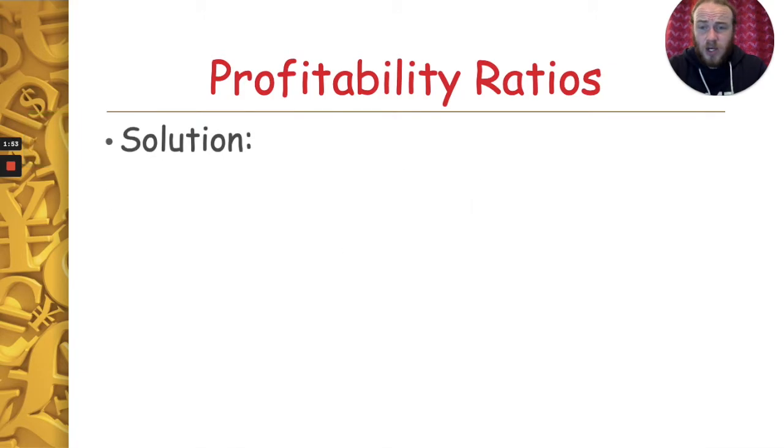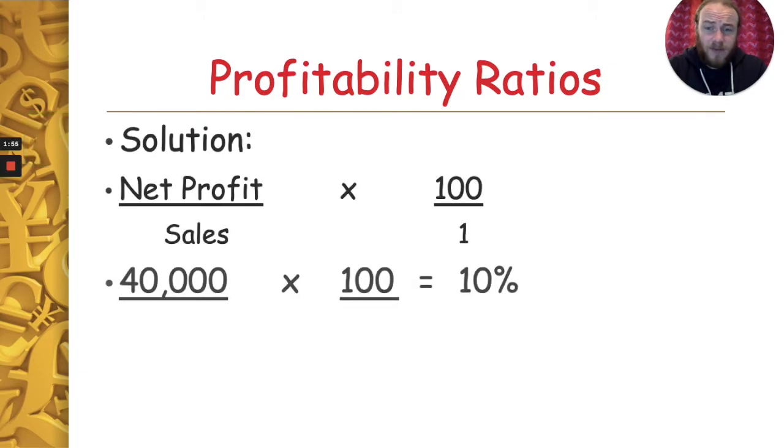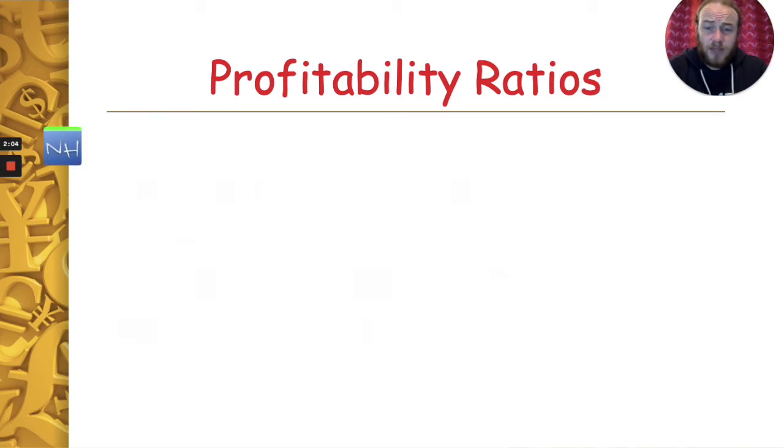How do we do that? Well, we have our formula of net profit over sales multiplied by 100, and we put our figures into the formula. So 40,000 over 400,000 multiplied by 100 over 1 gives me 10%.